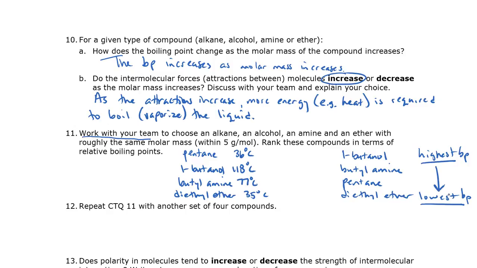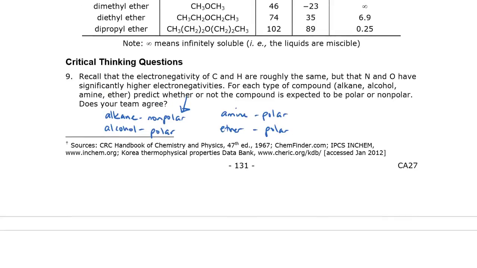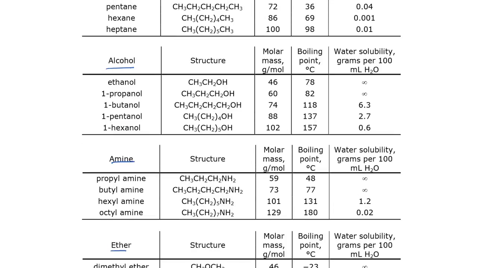All right? Number 12, repeat that with another set of 4 compounds. So pause the video, find your set of 4 compounds, a different one than this one. Pause now. All right, this time I picked 1-hexanol, hexylamine, heptane, and dipropyl ether, all of which are either 100, 101, or 102 grams per mole.